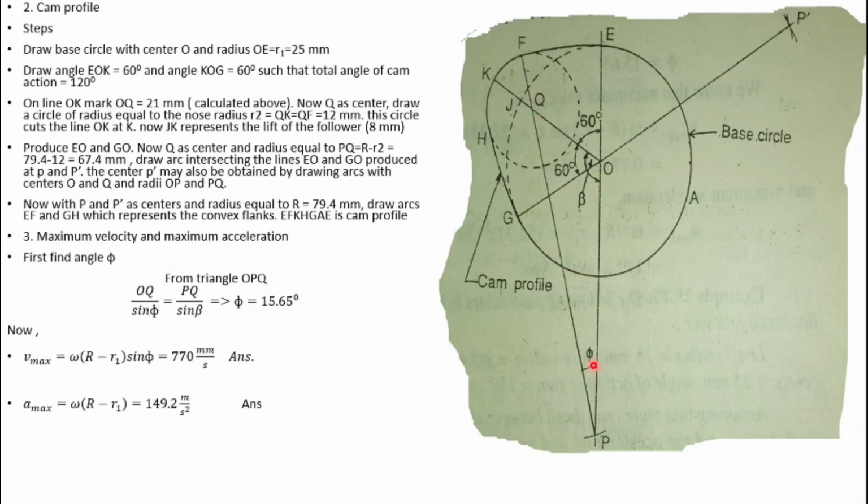we can find that OQ by sine phi equals PQ by sine beta, and from that we can calculate the angle phi. Once we have calculated the angle phi, we have the formula for maximum velocity, and using all the values we can get the maximum velocity. Similarly, for maximum acceleration we have the formula, and we can calculate the maximum acceleration. And this completes the solution of that numerical. Thank you.